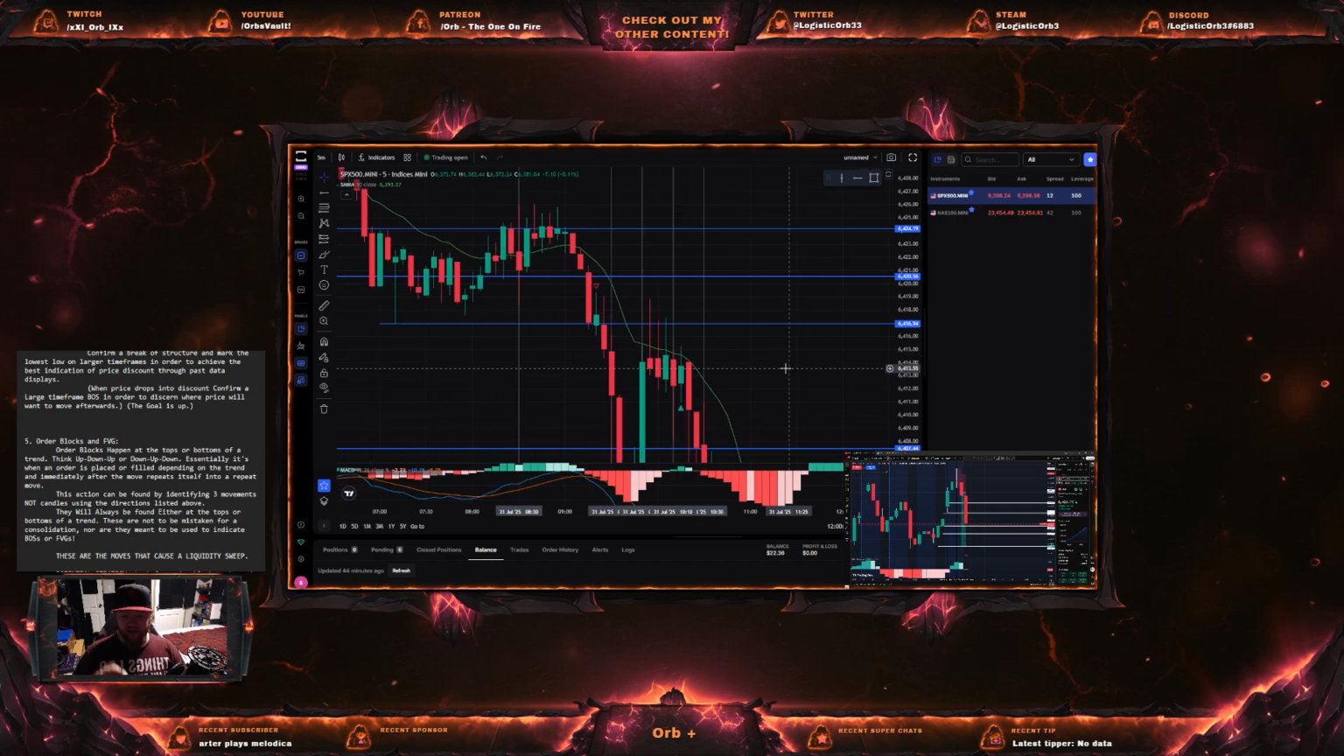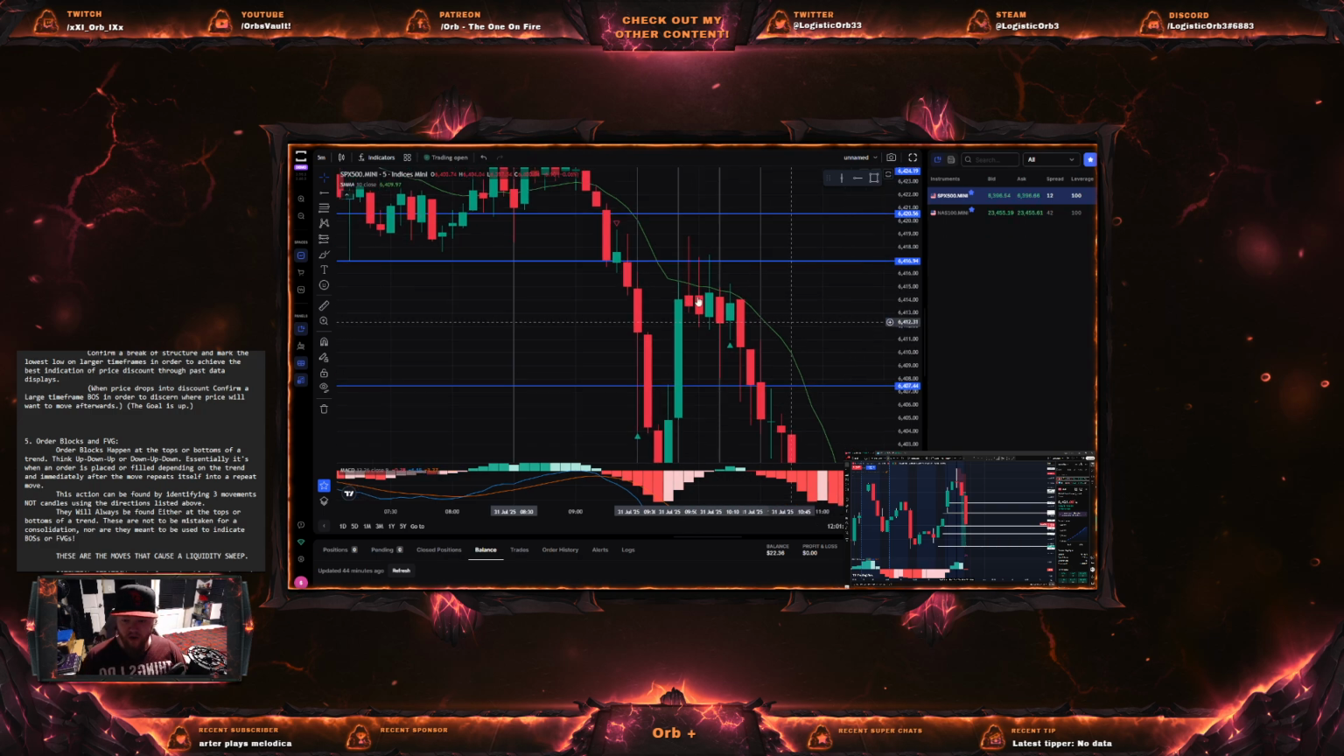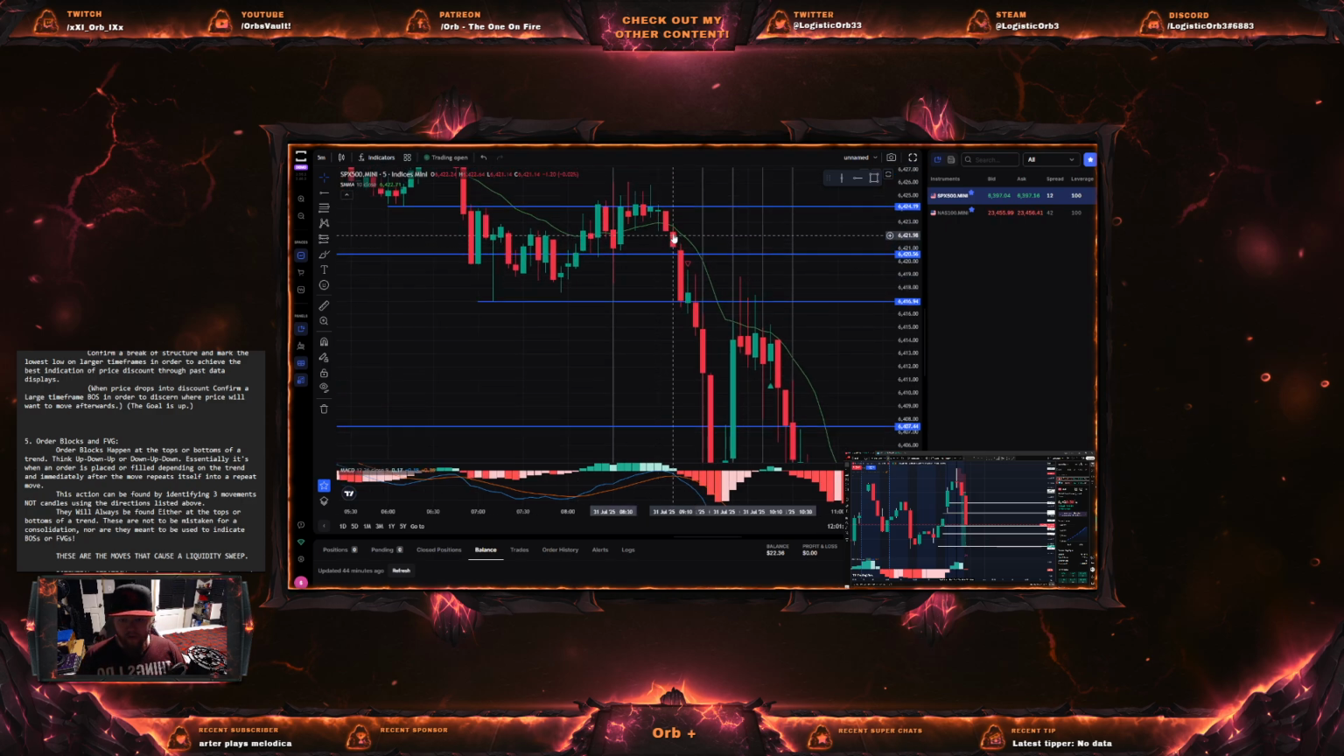From there, we needed to see a break of structure. Well, we got one, but it was all the way down here. Here's where the risk came into play. Or I'm sorry, I'm wrong. I'm going to retract all of that.